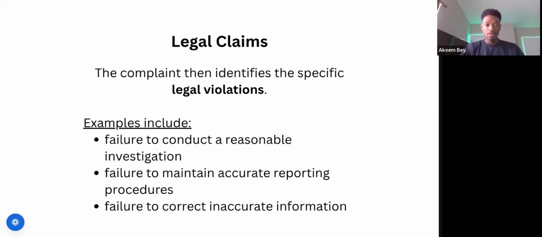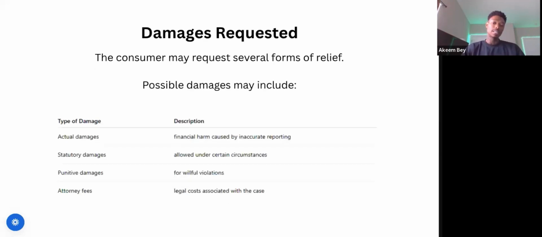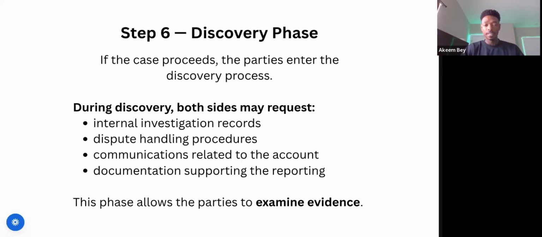Now, the damages that are going to be requested. So you could request several forms of relief, and possible damages may include actual damages, which is financial harm caused by inaccurate reporting, which is the strongest; statutory damages, which are allowed under certain circumstances; punitive damages for willful violations; and then, of course, attorney fees or legal costs associated with the case. But you want to really shoot for actual, statutory or punitive. Actual, again, is where you suffer some sort of financial harm by being denied a line of credit, mortgage loan, et cetera, et cetera.